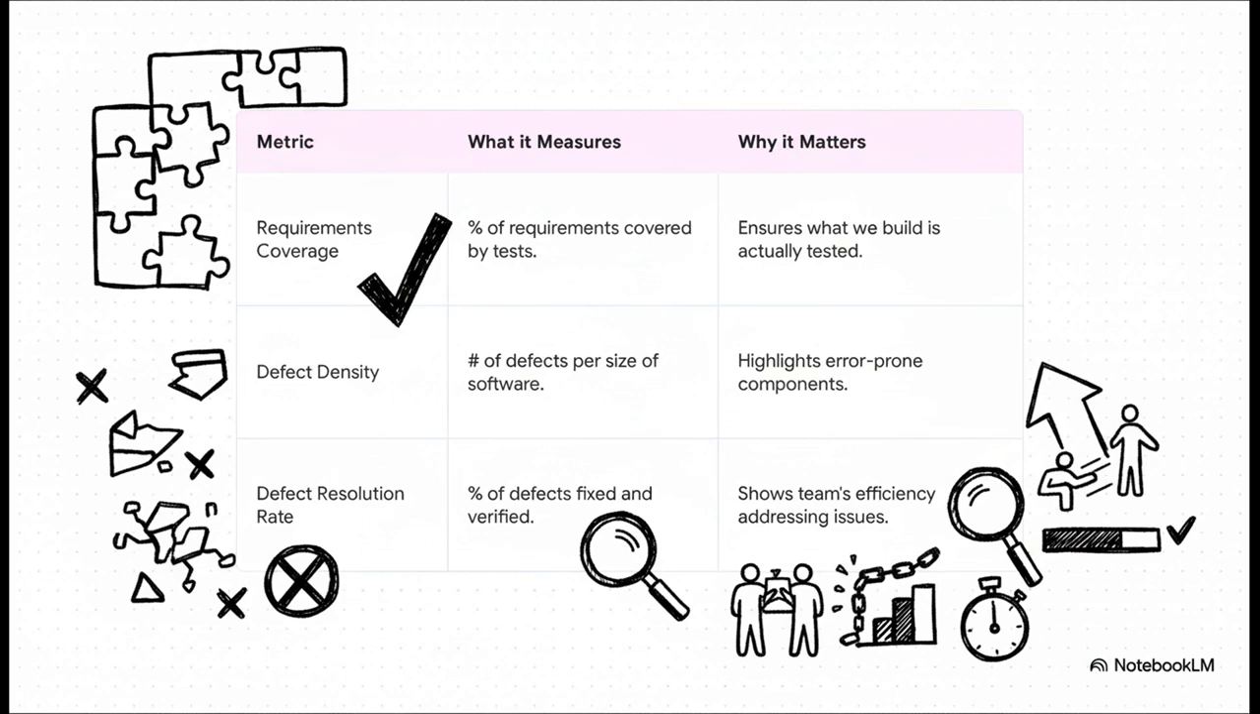Now let's zoom in on a couple of those gauges. Take a look at this table. Requirements coverage, it's just asking, are we actually testing what we said we would test? Simple, but critical. Defect density helps us find those problem spots in the code that are magnets for bugs. And the defect resolution rate, that tells you how good your whole team is at fixing problems. You see, each metric tells a different, important part of the story.